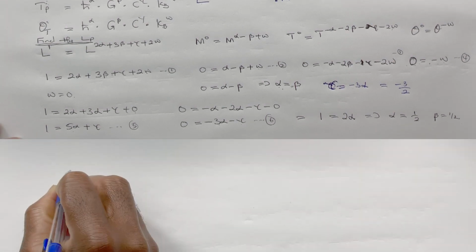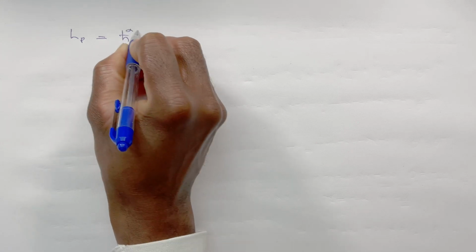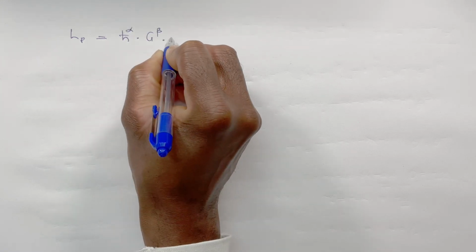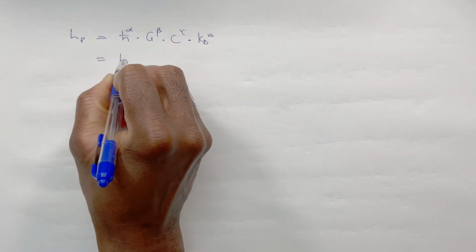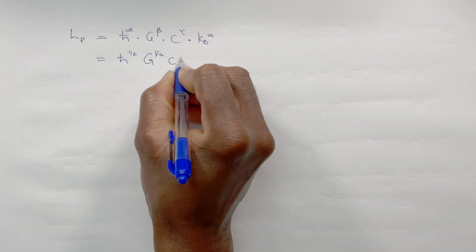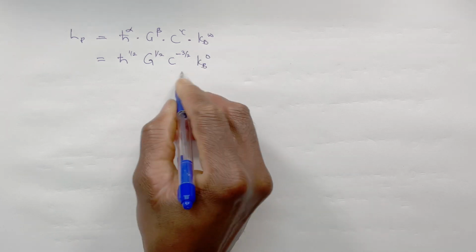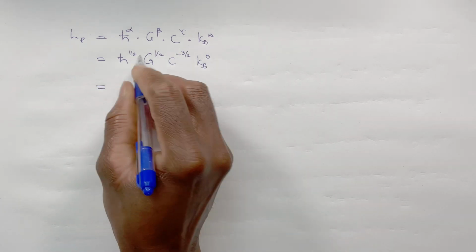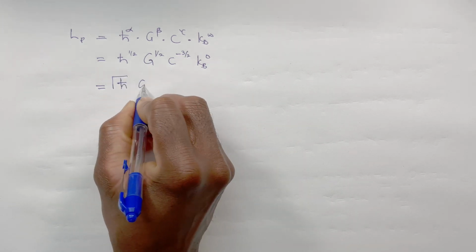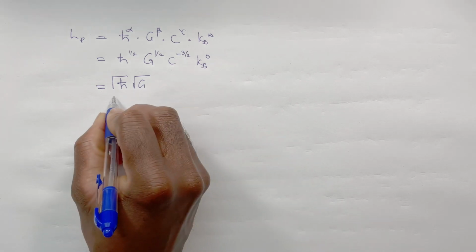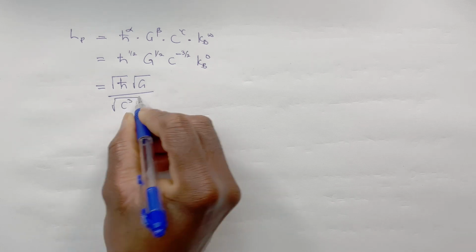So let's write that down. For the Planck length, which is h bar to the alpha times G to the beta times c to the gamma times kB to the omega, that is h bar to the half, G to the half, c to the minus 3 over 2, and kB to the 0. So that means that disappeared. They both being a half means root, so this will be root h times root G. This is to the power minus, so that would be over, because minus means over. That would be c cubed root. That's what that meant.